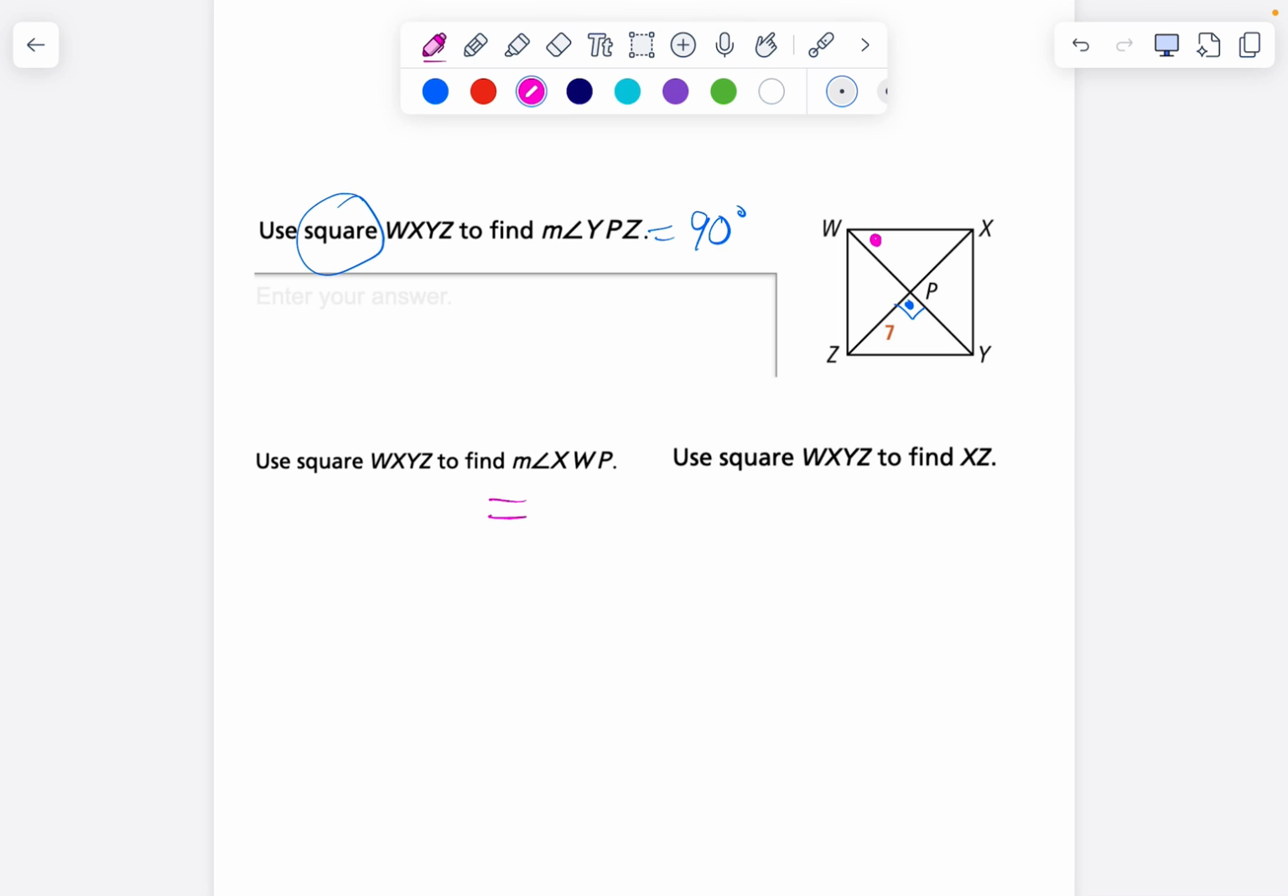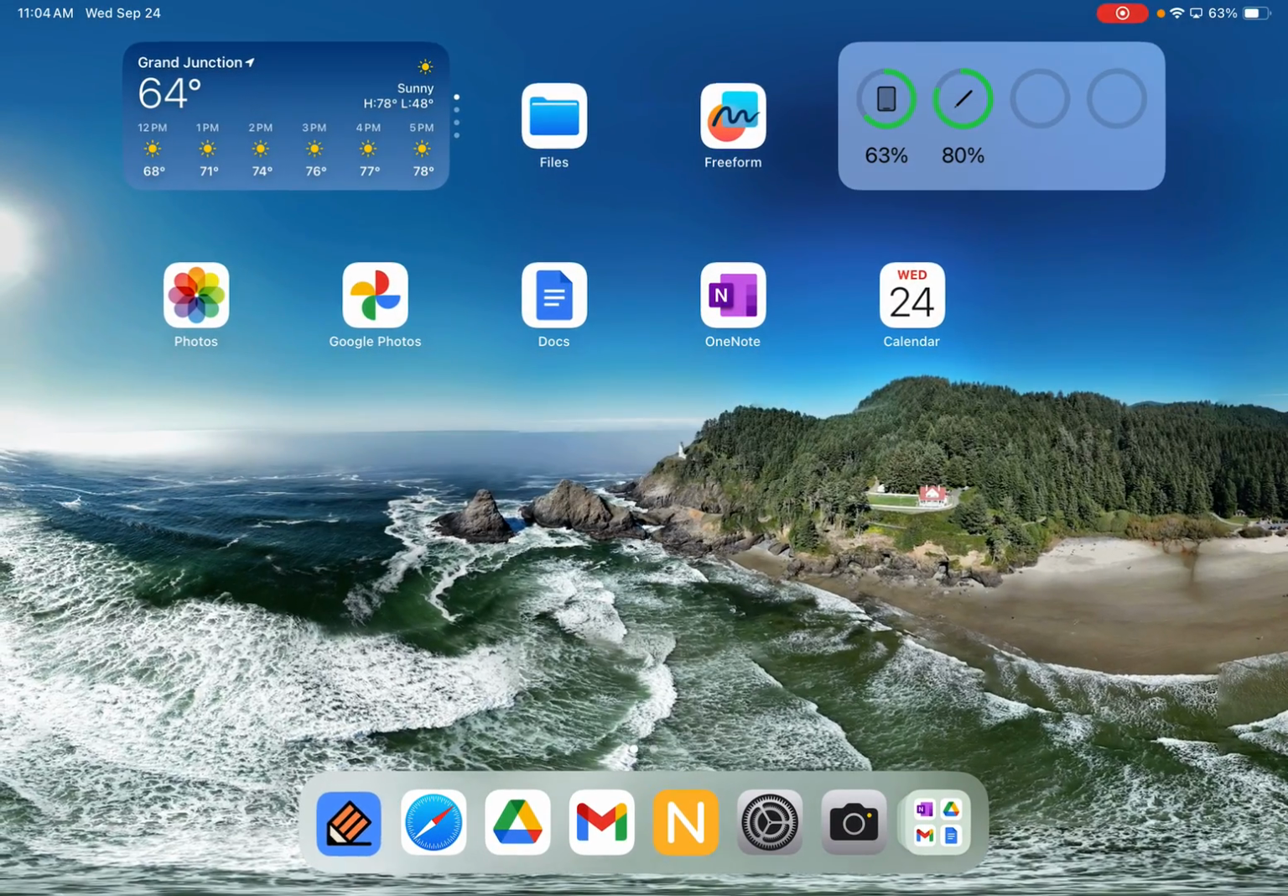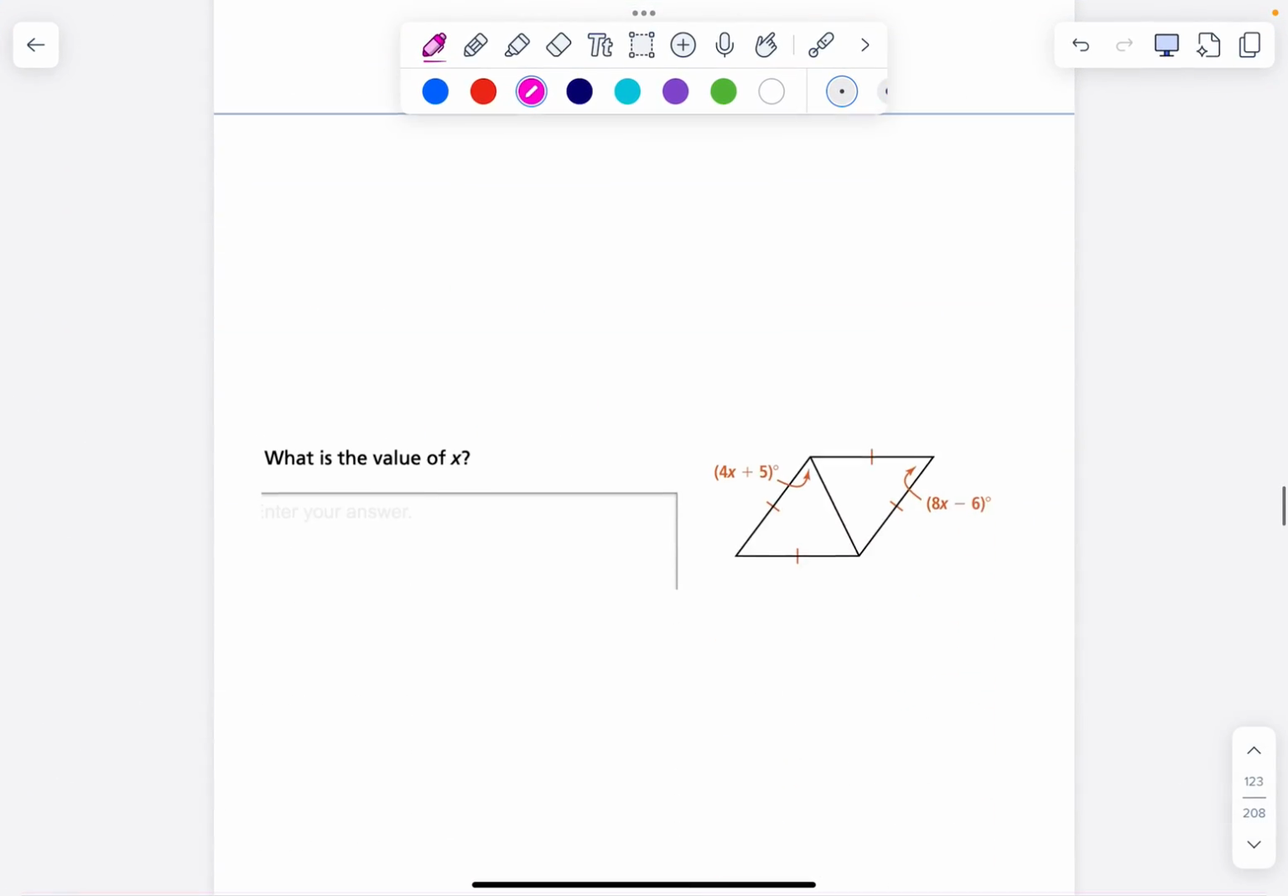Okay. XWP, anybody get there? It's always true for every time you have the diagonals drawn into a square, each of the 8 little angles are always going to be what? 45. They're always bisecting a 90. So it's 45 degrees. All right. XZ. That one's easy. What's XZ? Just double 7. That was kind of a dumb problem.